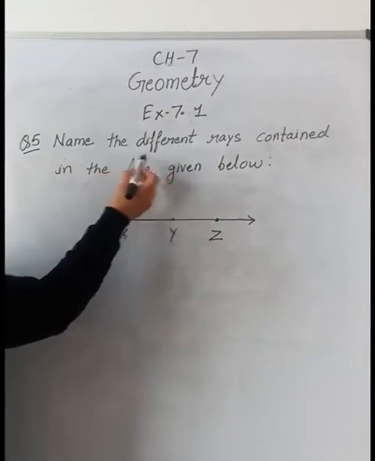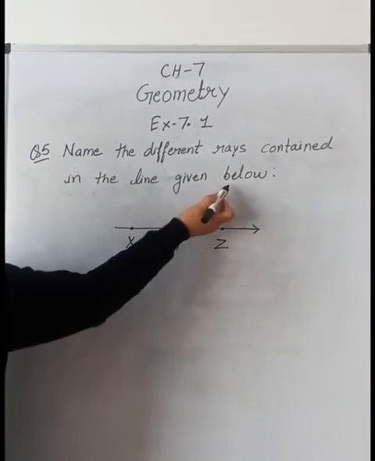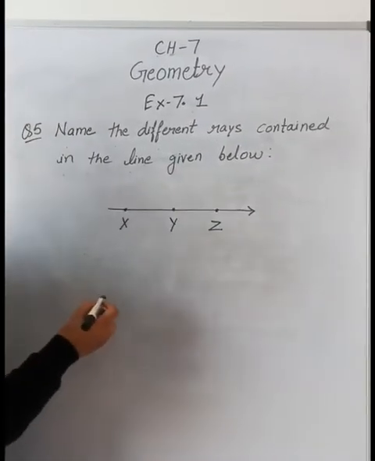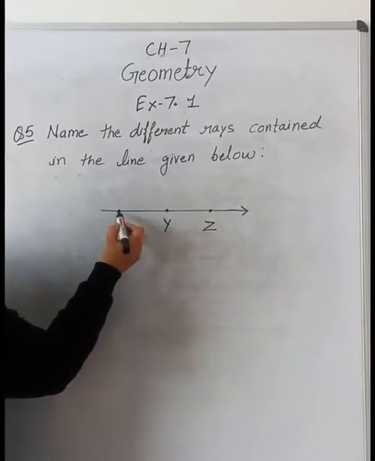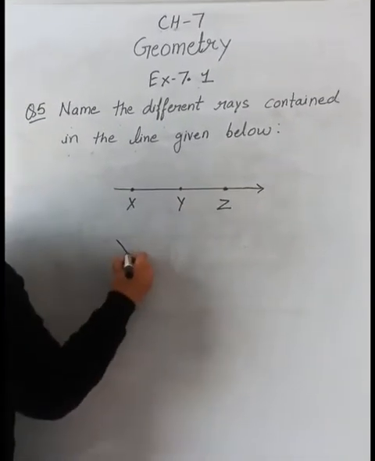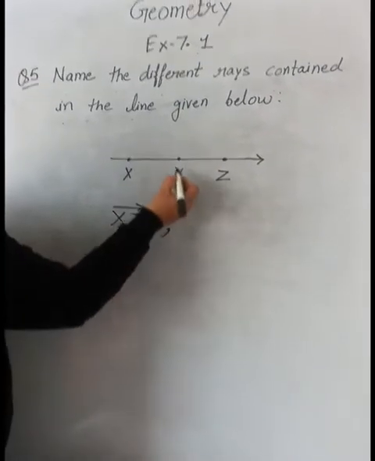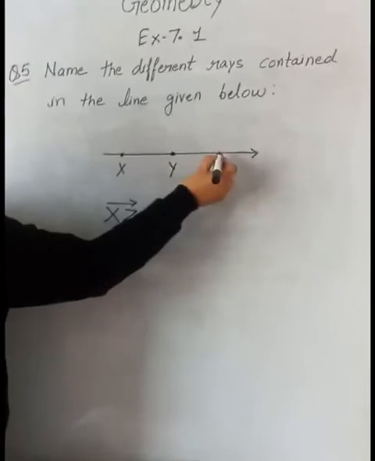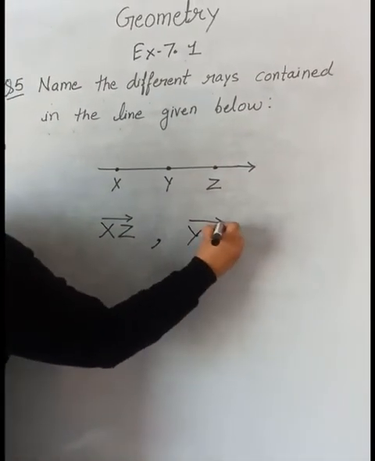Question 5. Name the different rays contained in the line given below. Now we will write the rays from this line. From the point X to Z, we will write ray XZ. Then from point Y to Z, this is ray YZ.